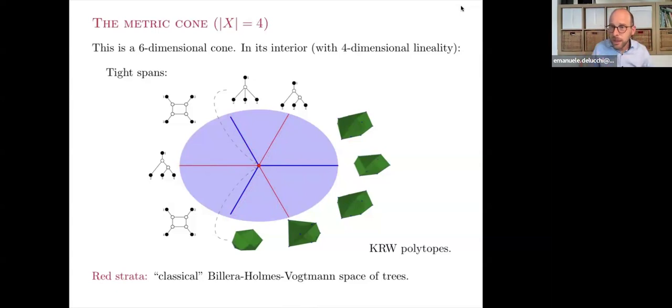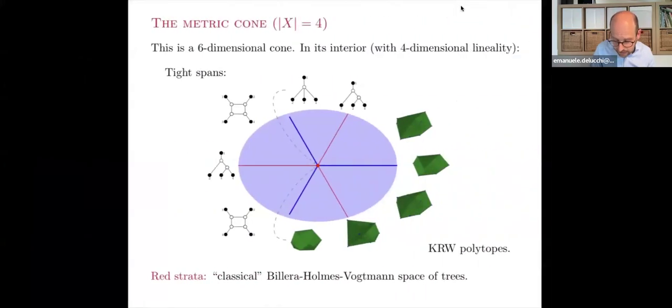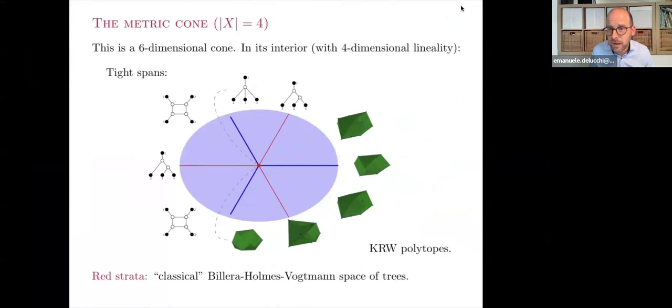So what this picture is telling me is that in this case, with 4 points, the subdivision of metric spaces according to the type of the polytope is realized by some kind of a hyperplane arrangement, and it is finer than the classification in terms of tight spans, right? Because this is a coarse fan, and this is a finer fan, okay?